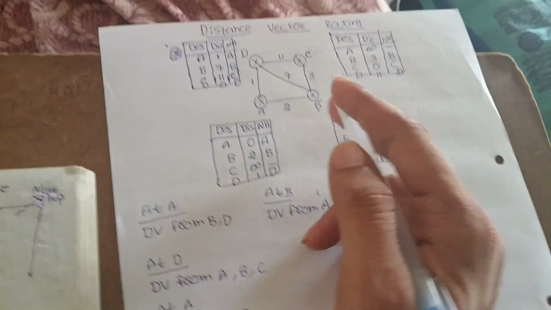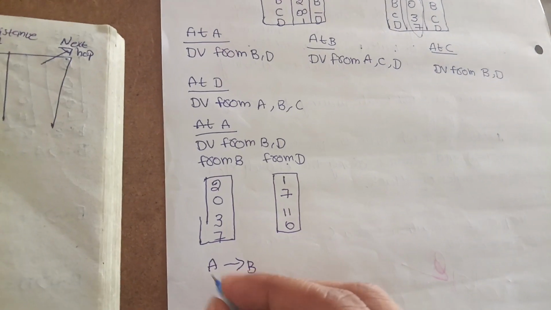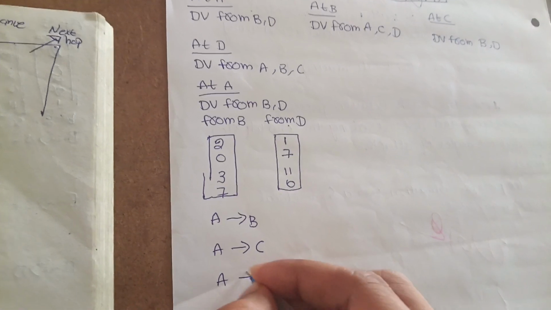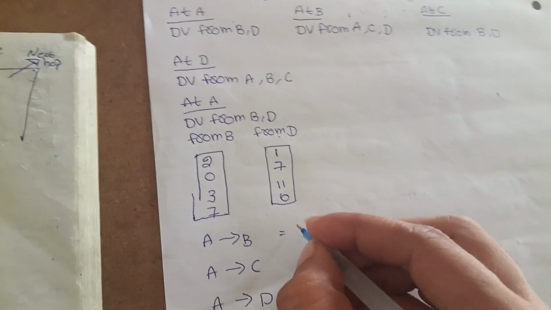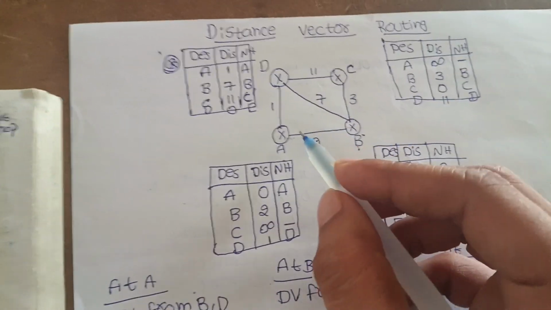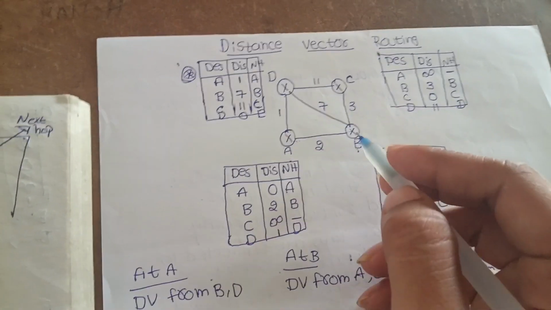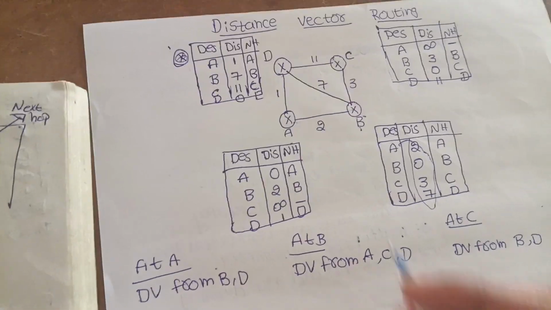Okay, from A to find the distance to all three nodes, A to B, A to C and A to D. A to B, how many ways can we go to B? Here is one way, and A to D, D to C and C to B. These are the ways. So we want to select the minimum.